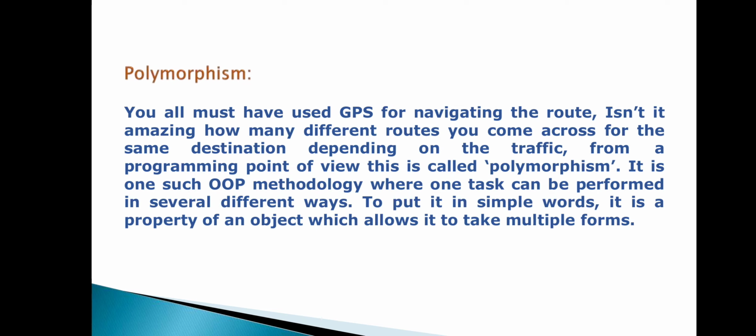Polymorphism is another pillar of object-oriented programming. In Greek, poly means many and morph means form. If we are able to do a thing in many forms, then it is known as polymorphism.